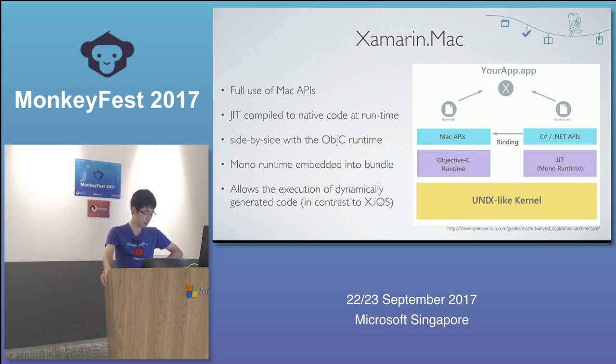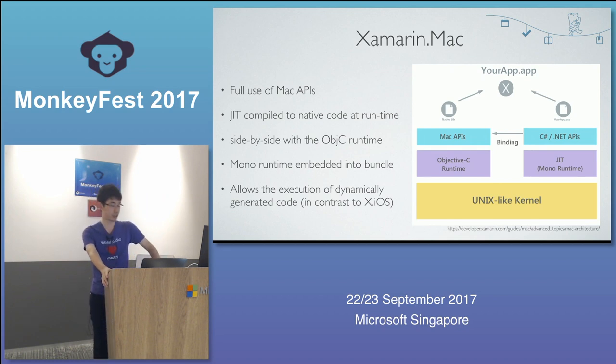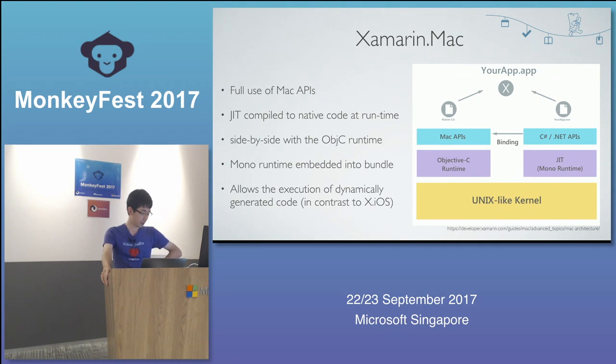Xamarin.Mac brings full use of Mac APIs to the .NET world. The just-in-time compiler compiles managed code to native code at runtime to reach the Objective-C world. So there are two runtimes running during execution of a Xamarin.Mac application: one is the Mono runtime and one is the Objective-C runtime. The Mono runtime is embedded into the bundle during the build process, so there's no need to install the Mono runtime on the machine to run it.